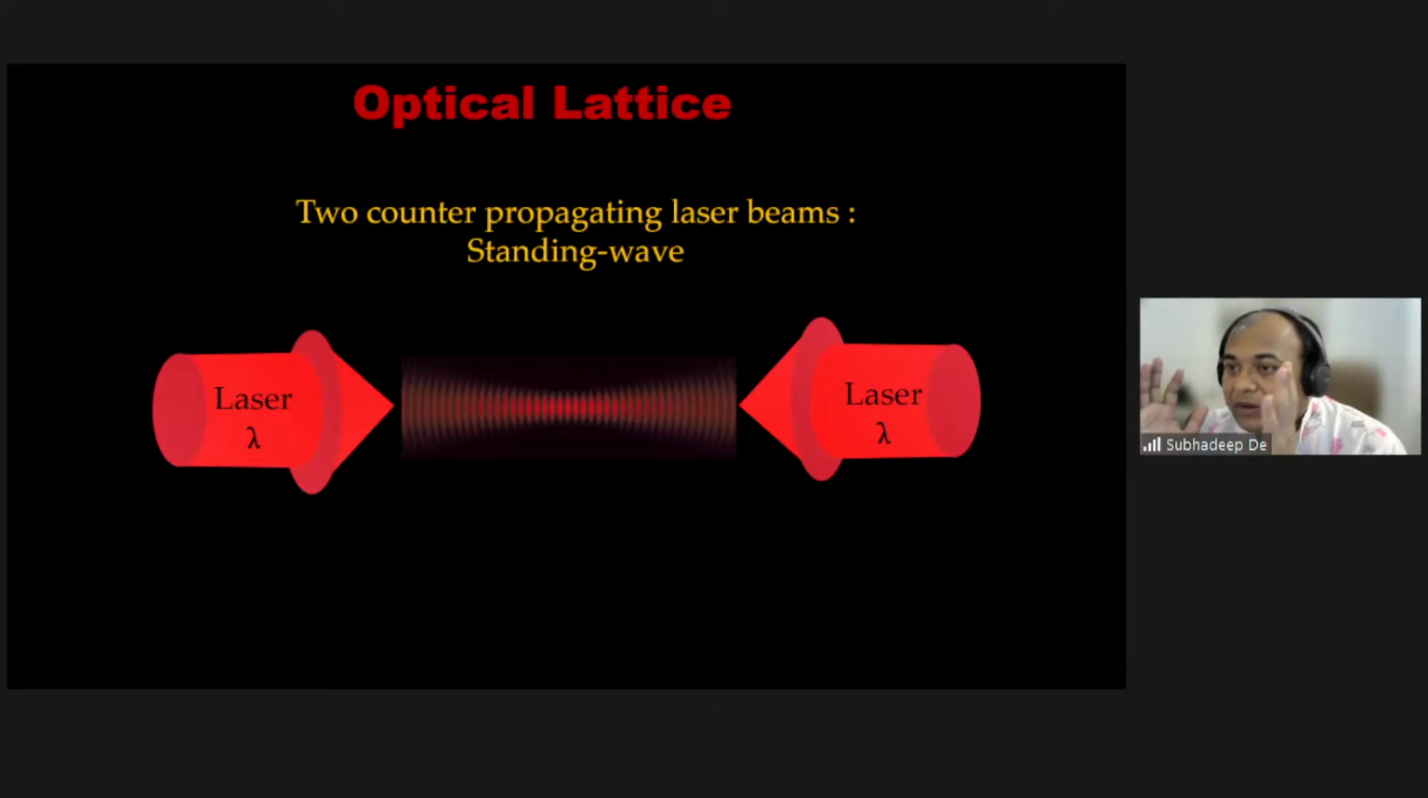Now, so far so good. We have learned the dipole potential. Now, what happens if you take a counter propagating laser beam?